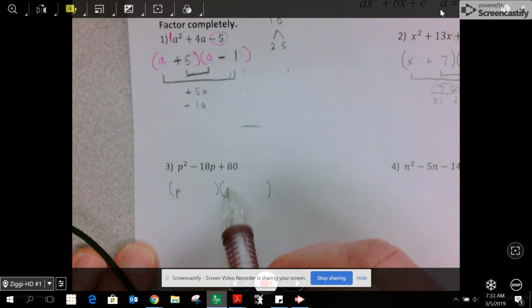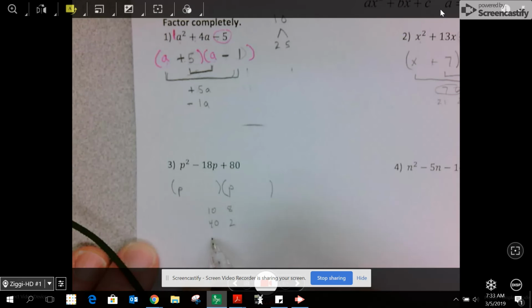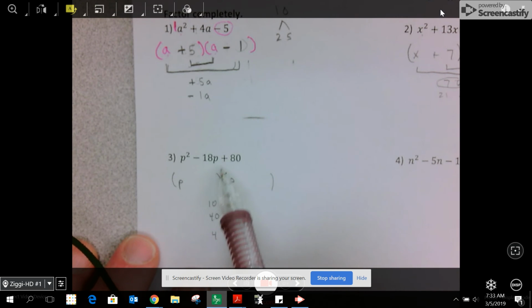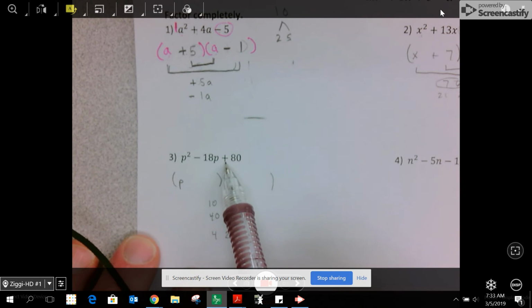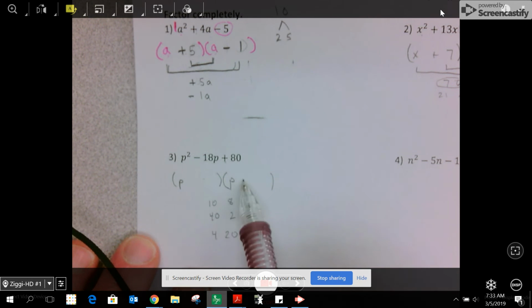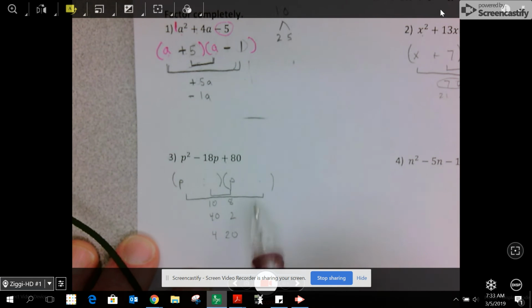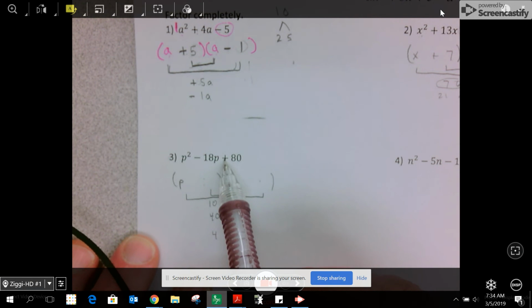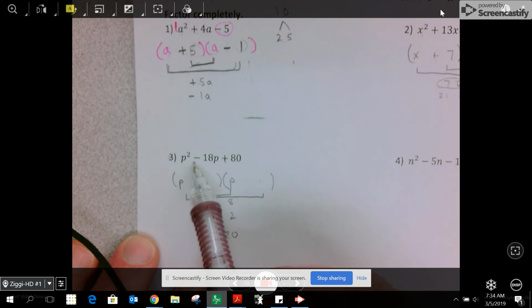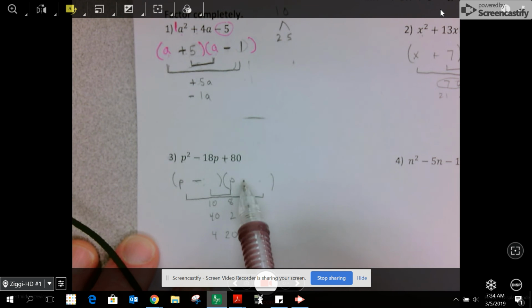Okay, now this one causes people problems a little bit. Because this is positive, both of these signs have to be the same. Because we're going to be adding these together. Either they've got to be both negative or both positive. If this is positive and this is negative, that means both of these are going to be negative. So two negatives multiplied together give me a positive. Two negatives added together give me another negative. So I'm looking down here, and do any of these add up to 18? Well, 10 and 8 does. Negative 10p, negative 8p is negative 18p. So I have my factors.